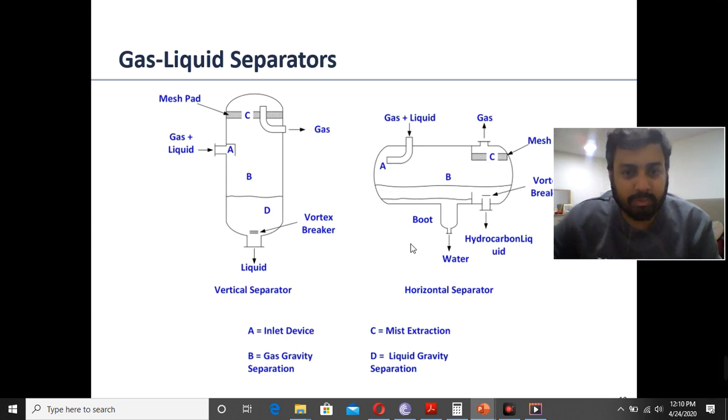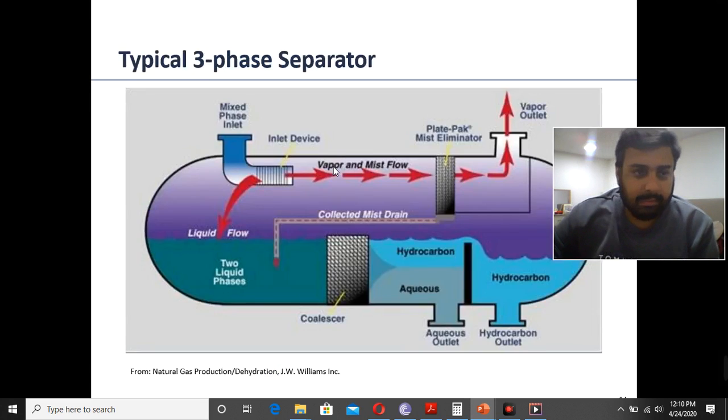Then there's one more thing. Let's talk about the separators. Separators are two kinds: vertical separators and horizontal separators. Here we have the vortex breaker. We have the gas and liquids. You can see these two types of separator here.